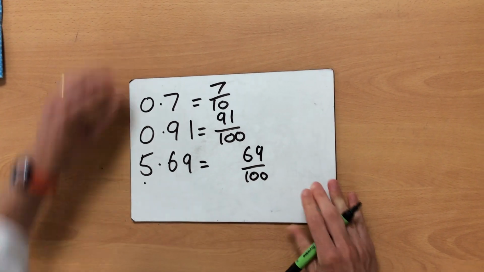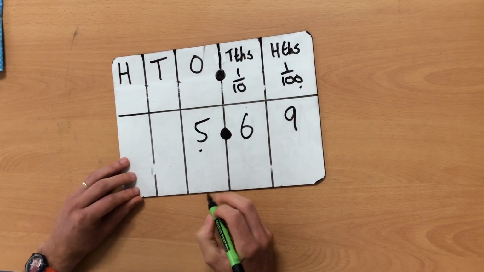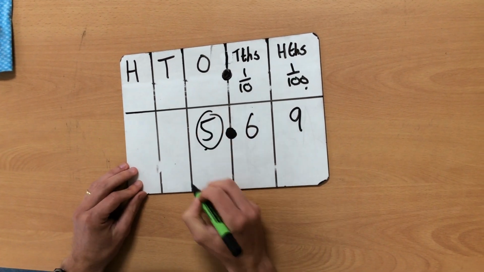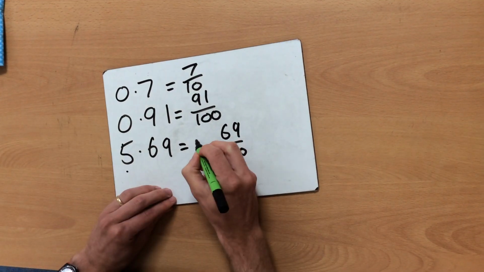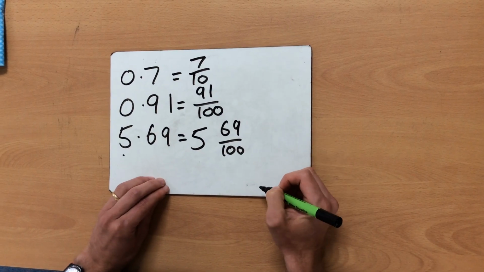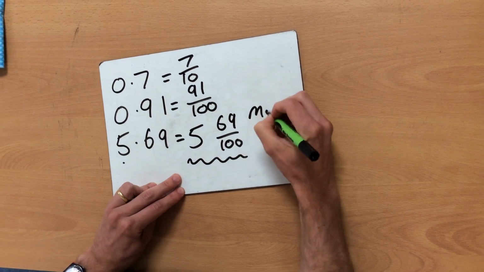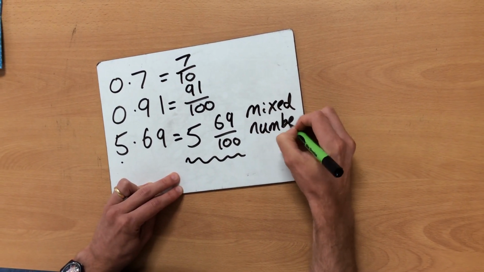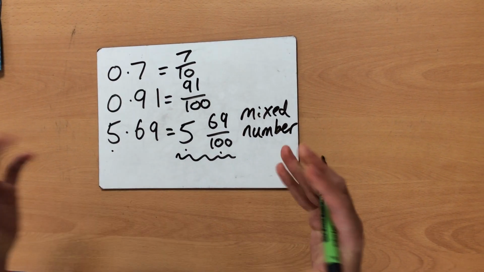But what about the 5? 5 is a whole number, and I'm going to just leave that alone. I'm going to keep it as a whole number. So if I have a whole number here and a fraction, which I've just created, what do you call that? What kind of number have we created? 5 and 69 hundredths. This is actually a mixed number. It's a mixed number because we have a whole number, which is the 5, and a fraction, which is the 69 hundredths.